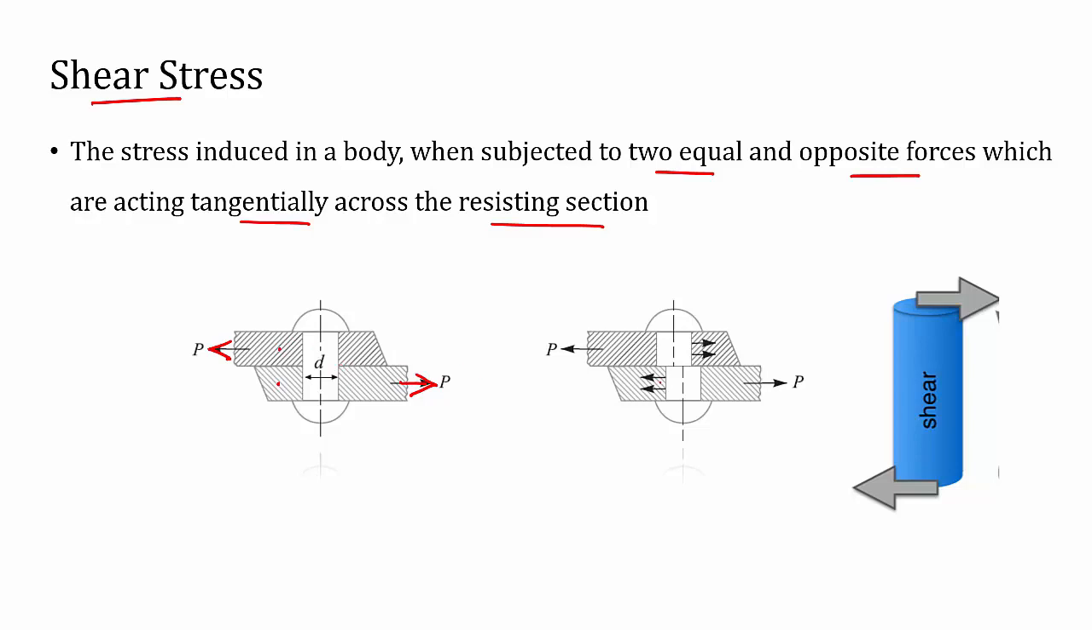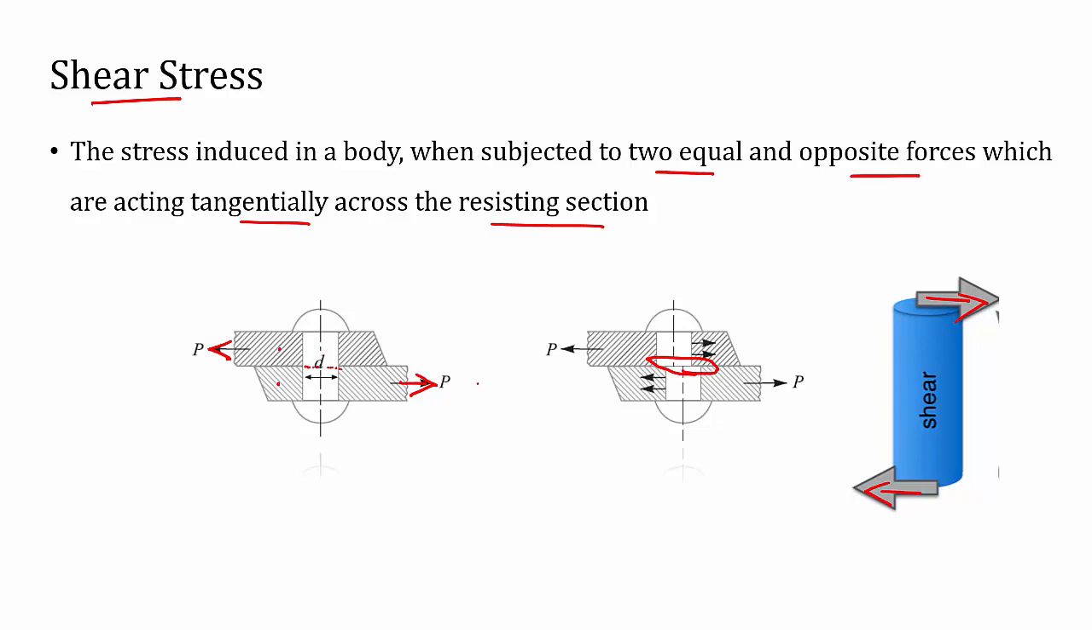So when the load is applied, you can see that there will be a crack in this location, or the material will break at this location. So this is called shear stress, or direct shear stress. Here the two forces are acting tangentially across the resisting section. So here this is the resisting section.